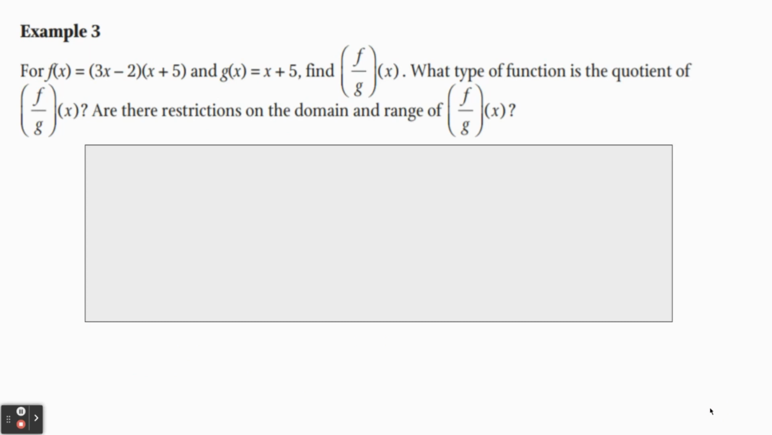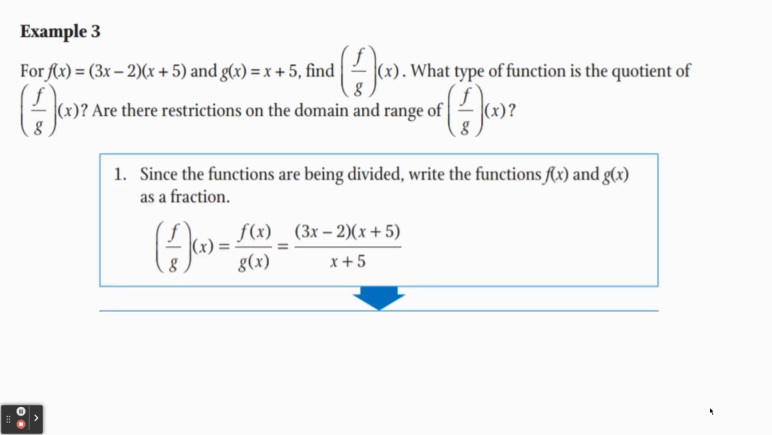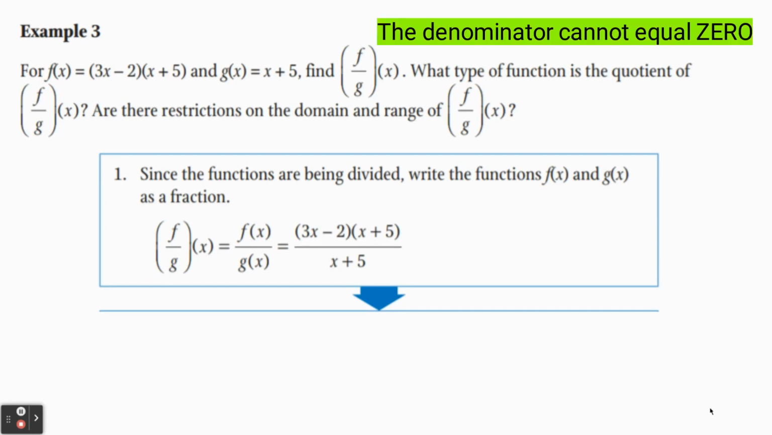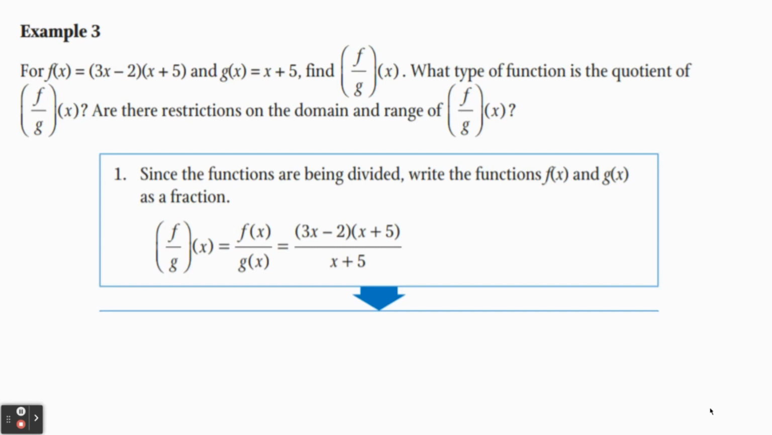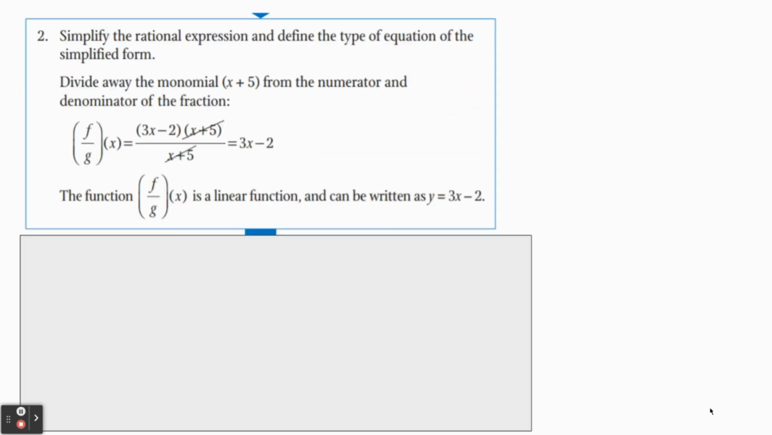Now for the tricky part. We have f of x is equal to 3x minus 2 times x plus 5, and then g of x is equal to x plus 5. What type of function is the quotient of f over g of x, and are there restrictions? If you remember what I told you at the beginning of the video, we have to consider when the denominator will be equal to 0, for what value of x. Looking at this particular problem, if we were to substitute x equals negative 5, we would get 0 in the denominator, and that can't happen.